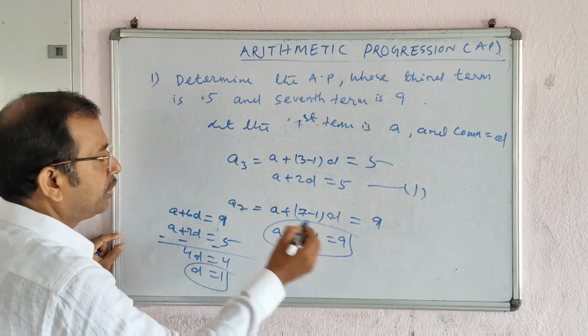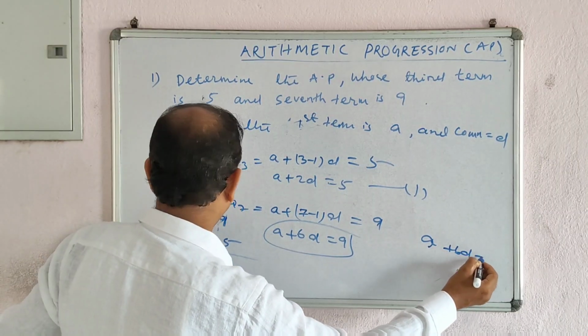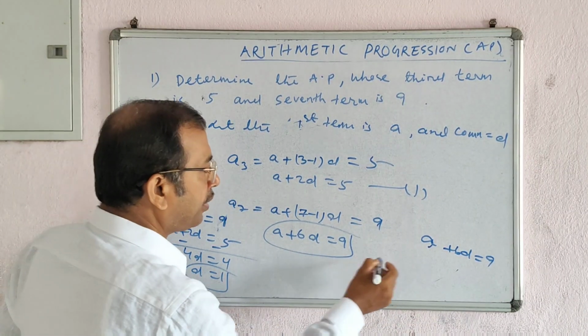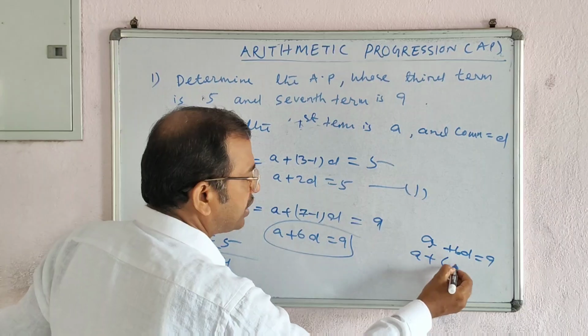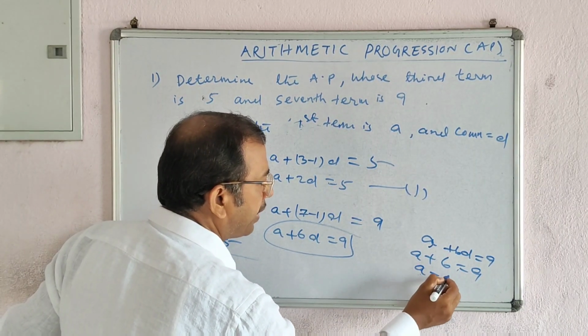Got it? Similarly, putting the value of d in either of the equations, you will get the a value. So here a plus 6d equal to 9, so d is equal to 1, so a plus 6 into 1, 6 equal to 9, so a equal to 9 minus 6 is 3.